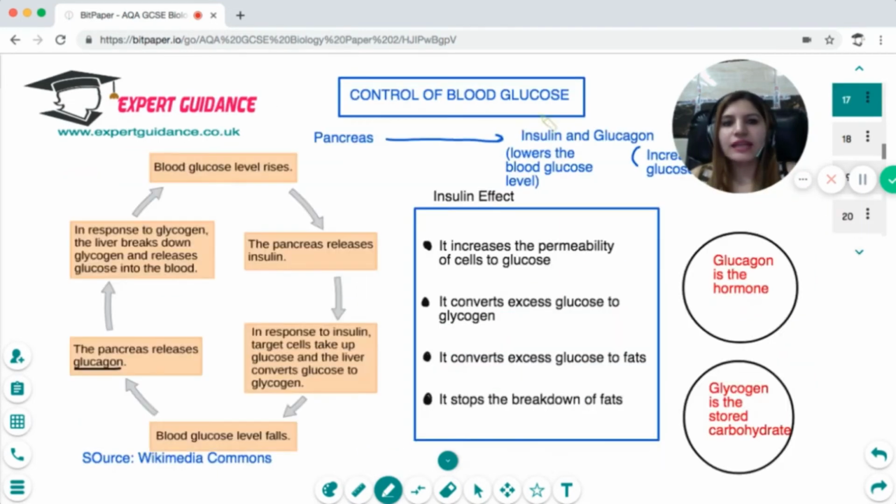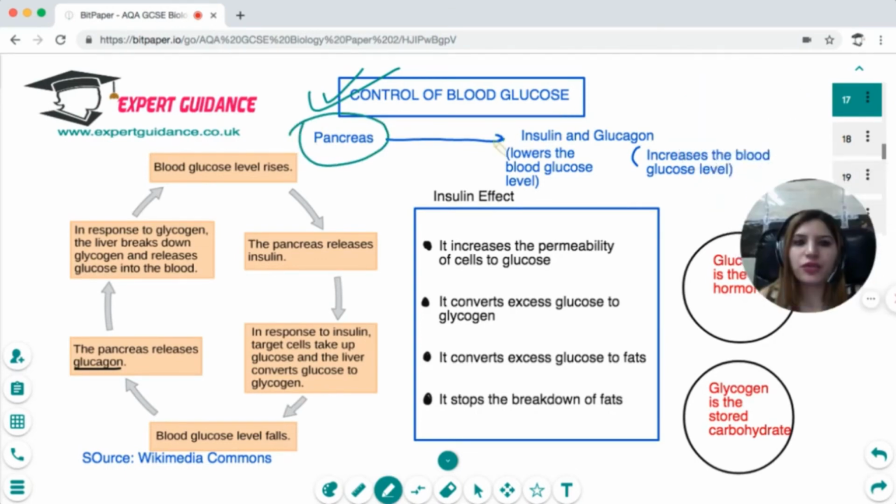Okay, next we have how the blood glucose level is maintained in the body, and this is an example of glucose homeostasis. Now, this works by the pancreas, and the pancreas releases two hormones called insulin and glucagon. Glucagon, you need to remember. Insulin lowers the blood glucose level, and glucagon increases the blood glucose level.